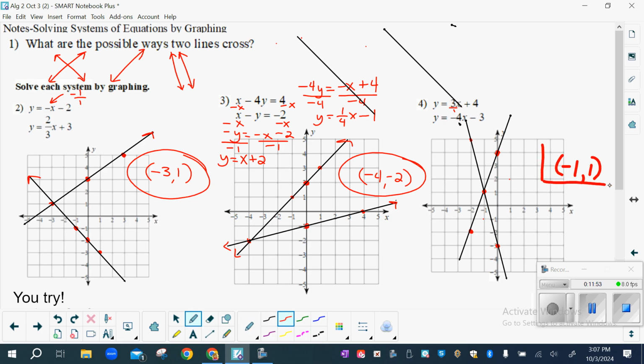So what if my graphs did not cross? What would the solution be if your graphs don't cross? They're parallel, but what's the solution? No solution, that's right. So if they don't cross and they're parallel, which I love that you said that, then it's no solution. Does that make sense?